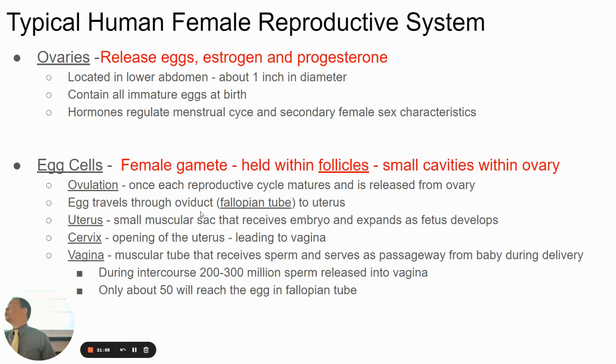During intercourse, 200 to 300 million sperm cells are released into the vagina. Those sperm cells, if they're going to fertilize an egg, have to make their way from the vagina through the cervix, into the uterus, into the oviduct. That's where they can actually fertilize an egg. So the egg cell gets fertilized in the oviduct. And so of those hundreds of millions of sperm cells, only a few dozen actually reach the oviduct to fertilize the egg cell. Most of them never make it.